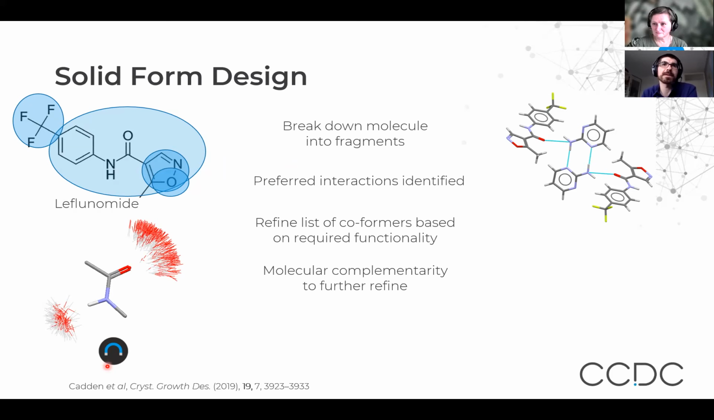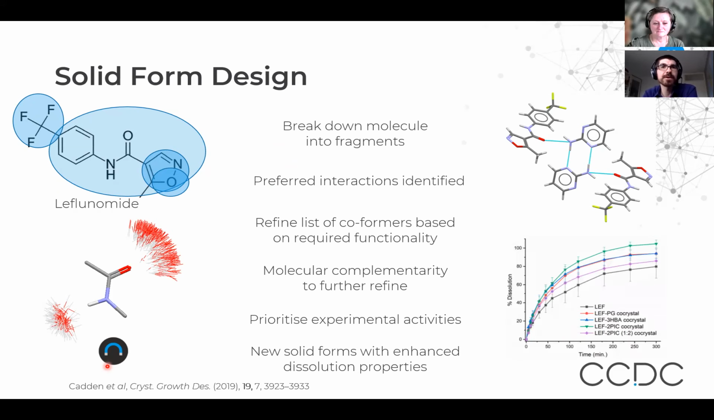We can further refine that by thinking about molecular complementarity approaches. These are developed on an understanding of co-crystals in the CSD and what likes to co-crystallize with what. And from doing that, we can identify a set of experiments that we know are going to give us the highest likelihood of the outcomes that we want to achieve. So we're prioritizing our activities and we end up making some new solid forms with some better dissolution properties. So in this graph on the side here, you can see leflunomide itself, the dissolution profile for this here, and how that's improved by different co-crystal modifications. So we're achieving what we want here by being clever and thinking about the data that we have at hand to help us do that design part, that rationalization of where we want to be.